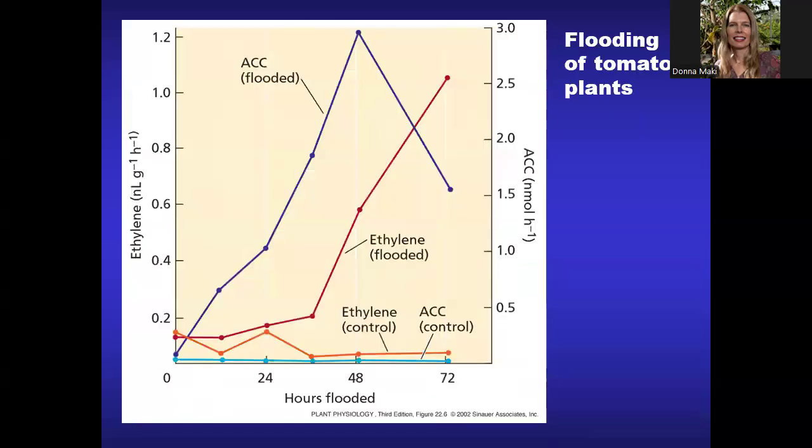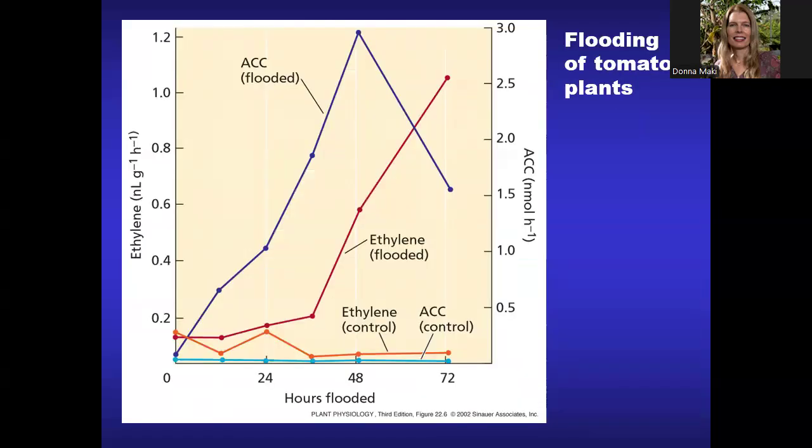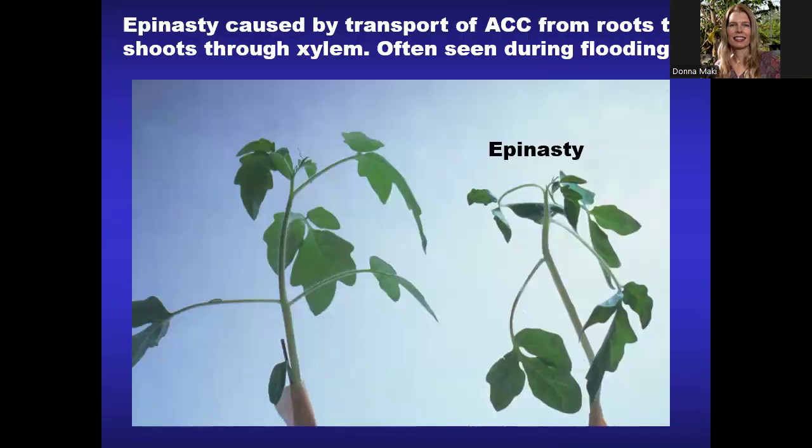This is just data that they collected from a controlled experiment where they show ACC is just the precursor to ethylene. So that's this precursor, this intermediate, and then you have ethylene. So they measured both ACC and ethylene, and they looked at flooded versus non-flooded plants. And you can see huge difference if the plants are flooded. They get this huge upswing. So it's kind of weird to see them looking like they're all wilty, but it's just the epinastic response by the plant because of too much ethylene.